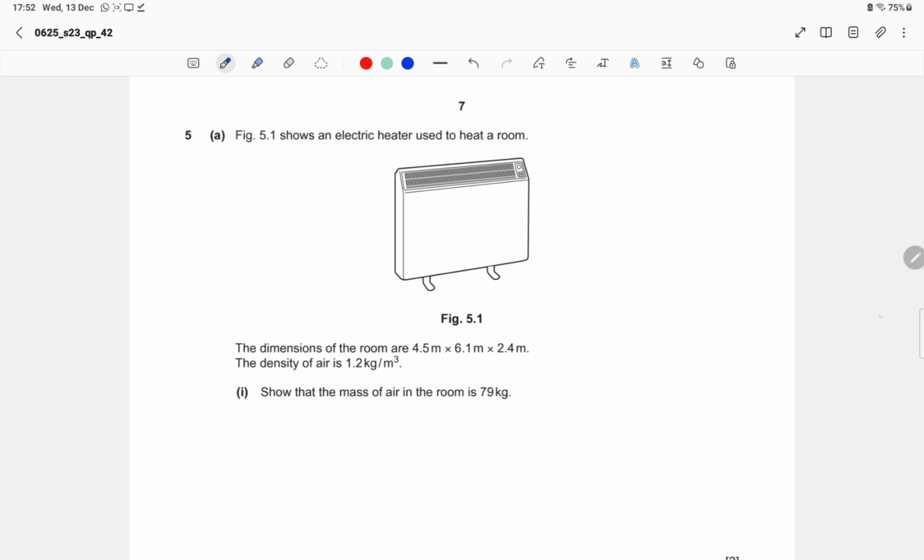Figure 5.1 shows an electric heater used to heat a room. The dimension of the room is this, the density is this. Show that the mass of this. Okay, so we know that the density is equal to mass over volume. So again, if you make m the subject, it's going to be rho times v. So density is what, 1.2, and volume is what, 4.5 times 6.1 times 2.4. So it's going to be 79 kg. So this is what we need to prove.